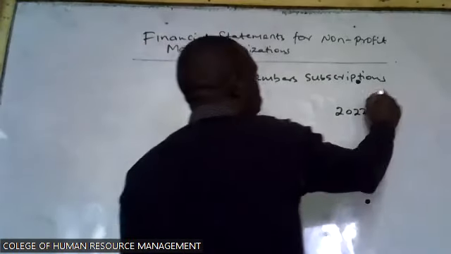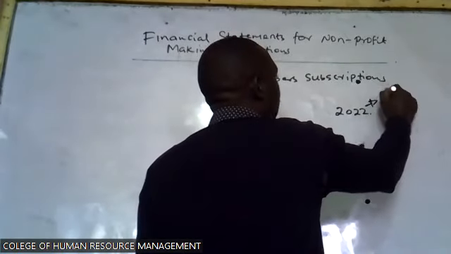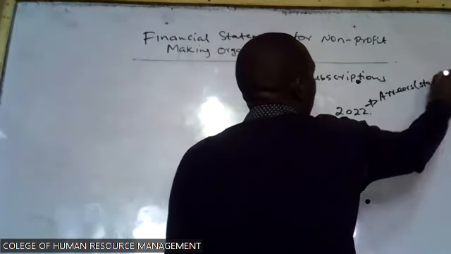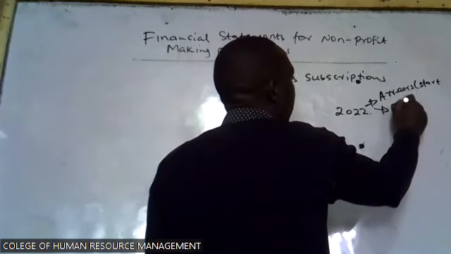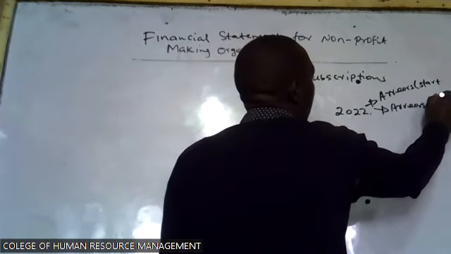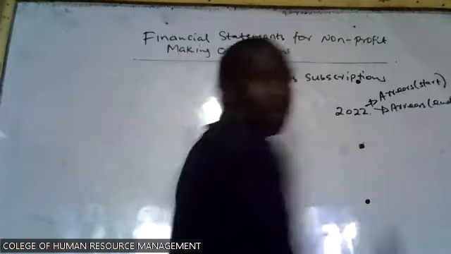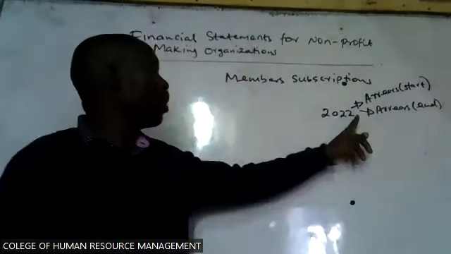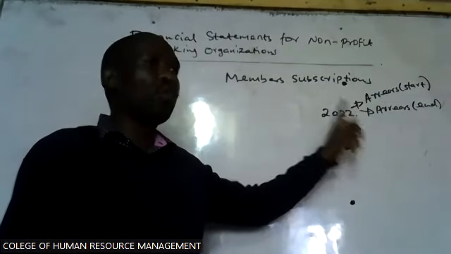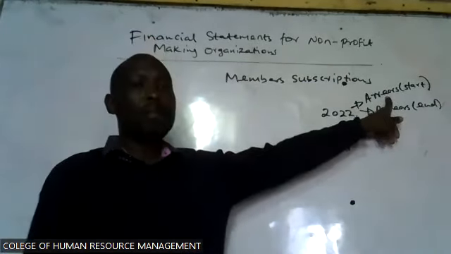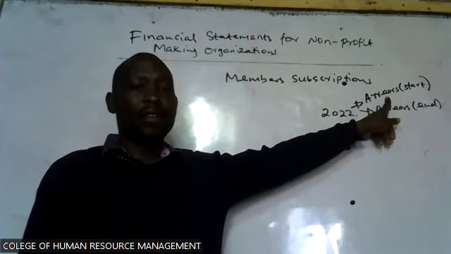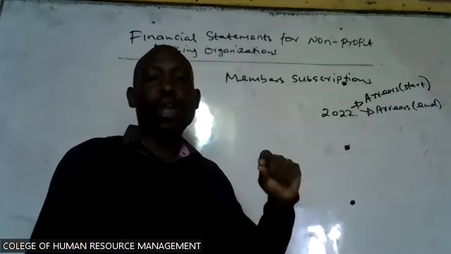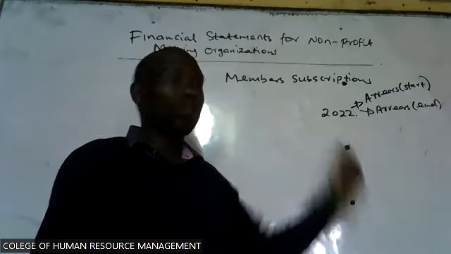So here we are going to have a case whereby we have arrears at start. We can also have arrears at end. Remember, arrears is money not yet received, meaning that by the time we were doing the last month of 2021, this money had not been received, arrears at start. Some members had not paid their subscription for the year 2021, but they paid in 2022.